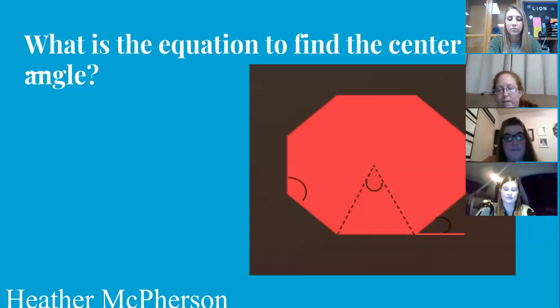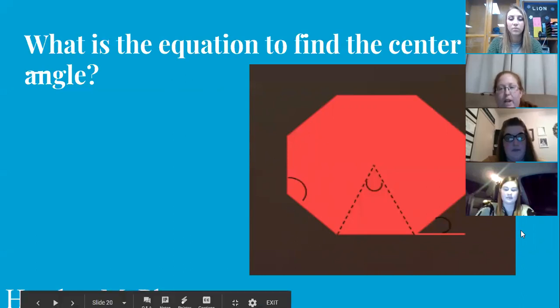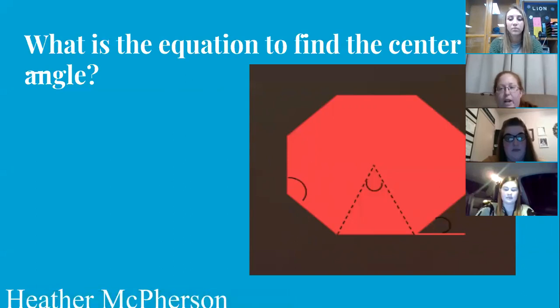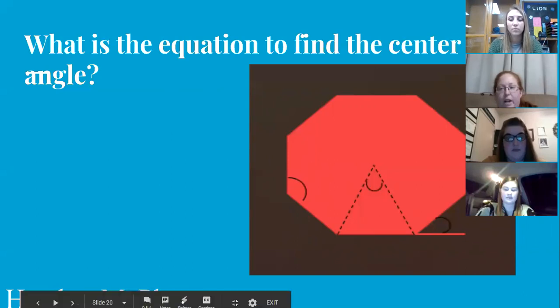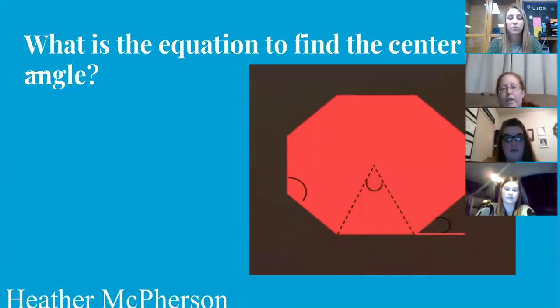The equation to find the center angle is 360 degrees divided by n. So you have 360 divided by 8, which is the number of sides of the polygon. And so the center angle is going to be 45 degrees. Again, remember that n is your variable for all the sides on whatever figure you have. Awesome.